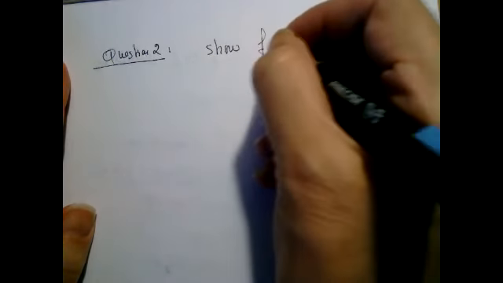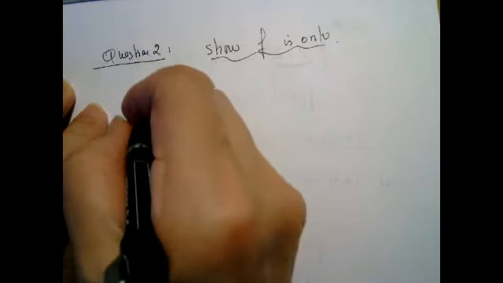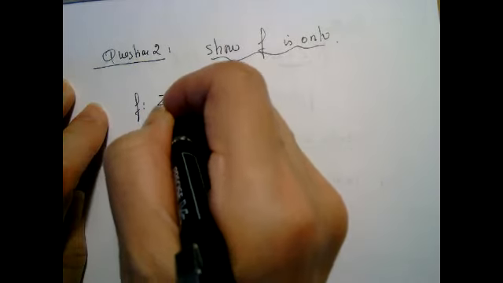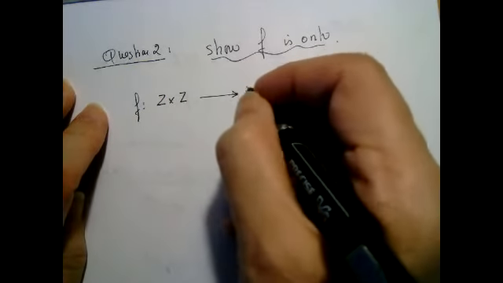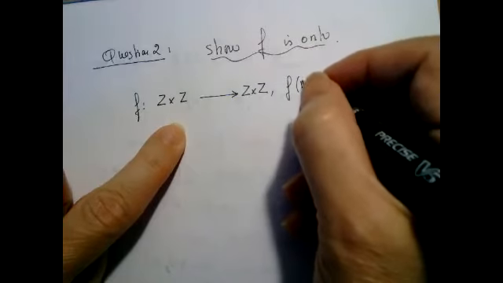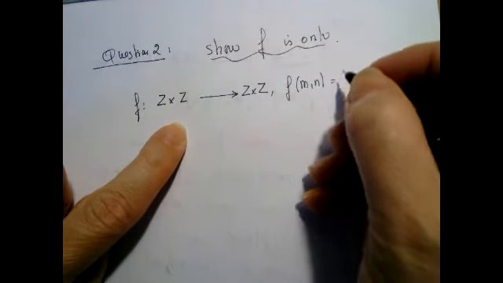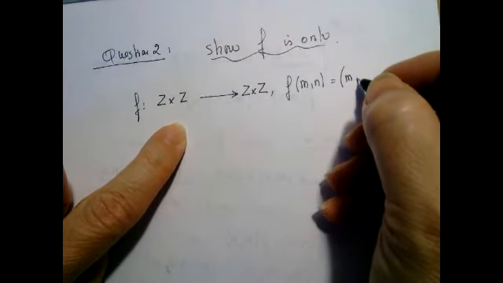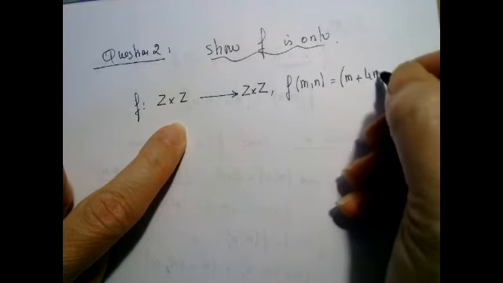So again, question number 2. Show f is onto. All right, again, that's my f. I rewrite it. And the rule is it takes an ordered pair (m, n) to m plus 4n.